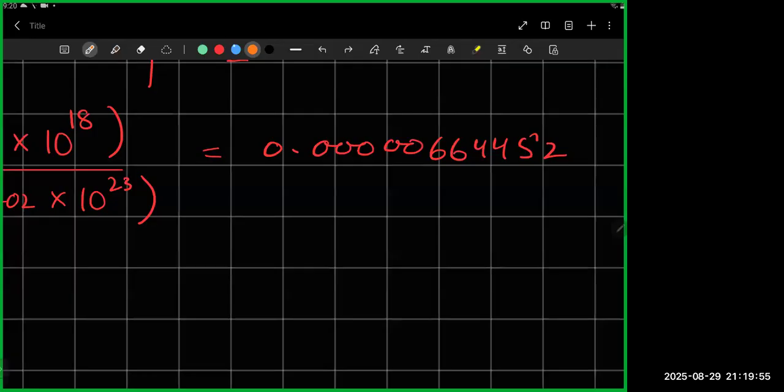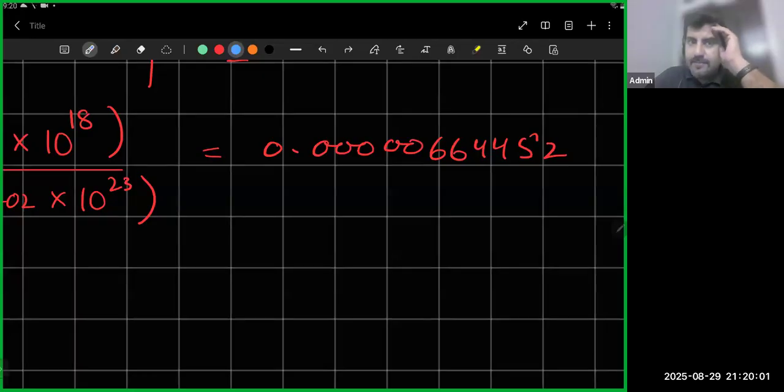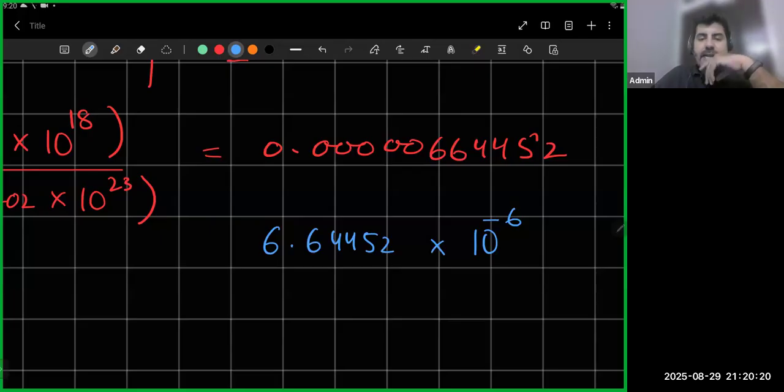Did anyone else try this? It's standard form. And what is the number in standard form? Most calculators would give this as 6.64452, etc. times 10 to the power of minus 6, I think. Most calculators would write this number in this form. Both forms are fine. There's nothing wrong with them.